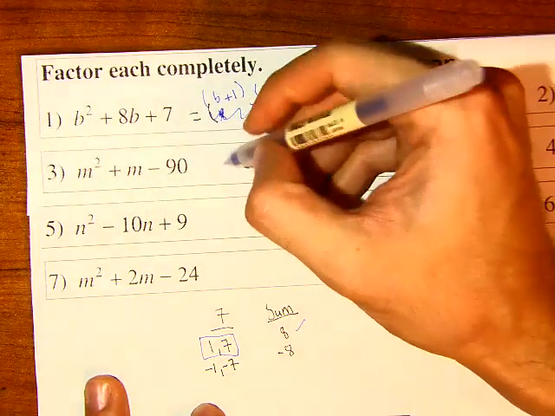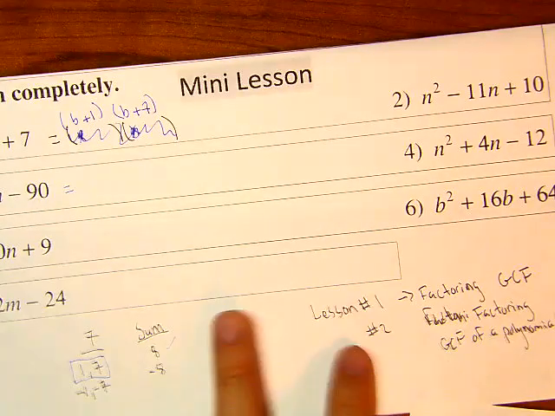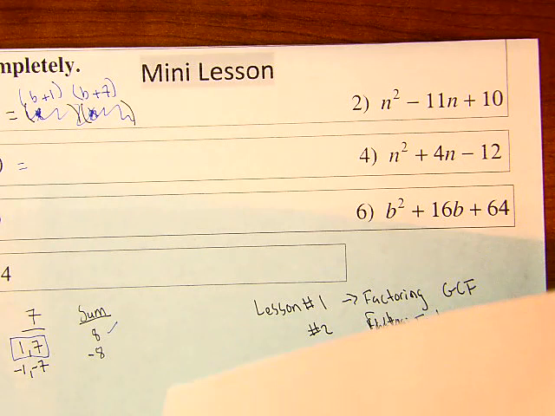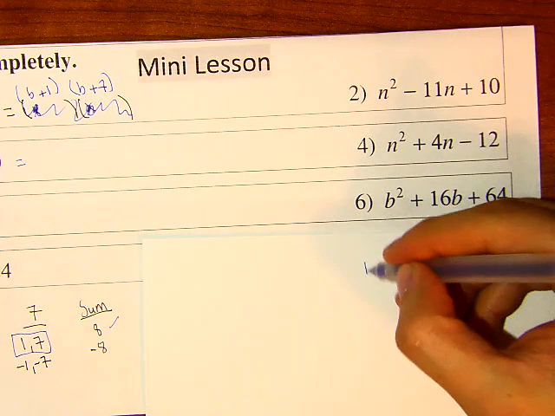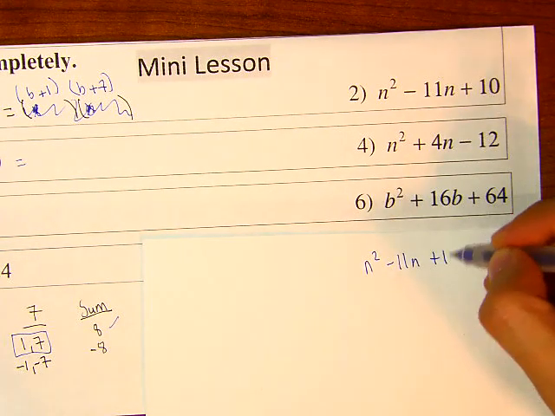All right? Try and do this one. Actually, no. Let's do the second one. Let's do number 2. If you want, try and do all these questions by yourself. Pause the video. Or if you want, I'll do some with you right now. All right, so if you have n squared minus 11n plus 10.